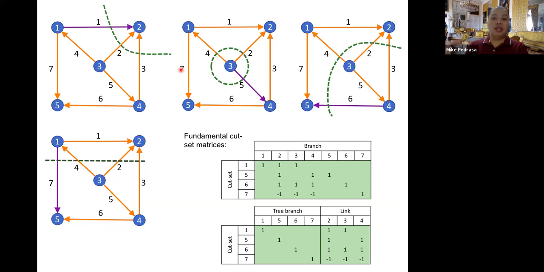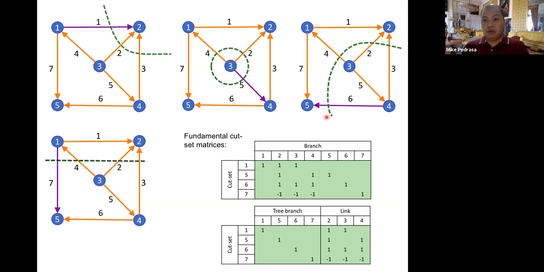Now let's move on to the next cut set, this one. The cut set has 3 branches, branches 2, 4, and 5. And since this branch is going out, it's moving from inside to outside, and the other 2 branches are doing the same thing, going from inside to outside, they are in the same direction as the cut set. Hence, all of them get a positive 1.